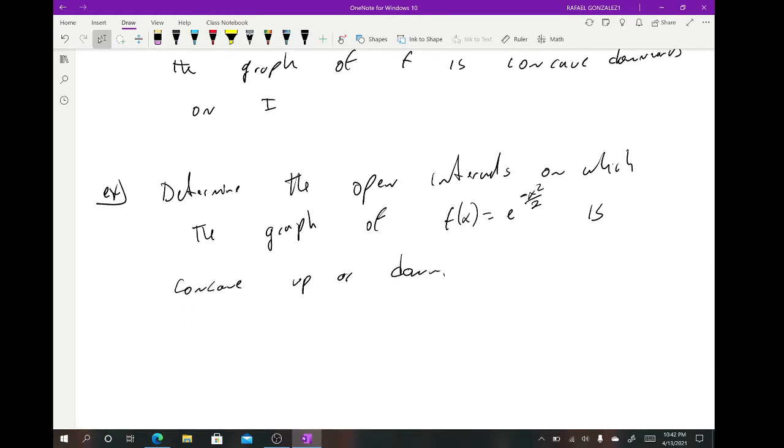Okay, so first of all, let's look at the function. We're given the function f of x is equal to e to the negative x squared over 2. Now, if you don't like dealing with negative exponents, you could bring the whole function to the denominator. That is 1 over e to the x squared over 2. Just make the exponent positive.